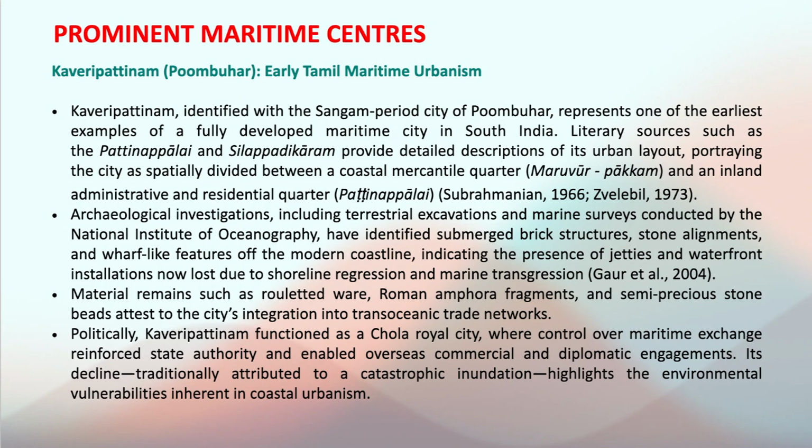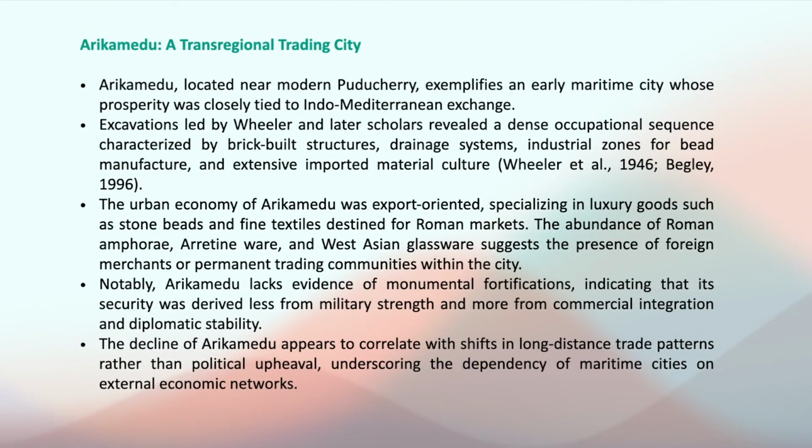Politically also, Kaveripattanam functioned as a Chola royal city where control over maritime exchange reinforced state authority and enabled overseas commercial and diplomatic engagements. Followed by that, Arikamedu also functioned as a trans-regional trading city, and it is located near modern-day Puducherry, and it is an early maritime city whose prosperity was linked to the Indo-Mediterranean exchange.